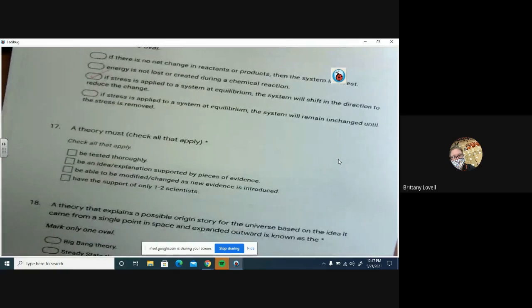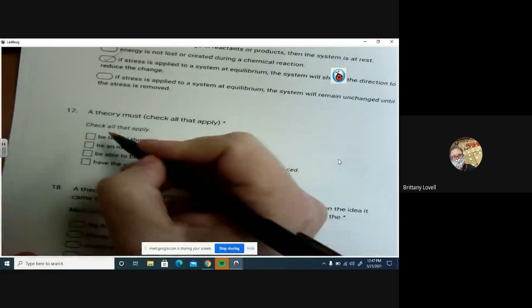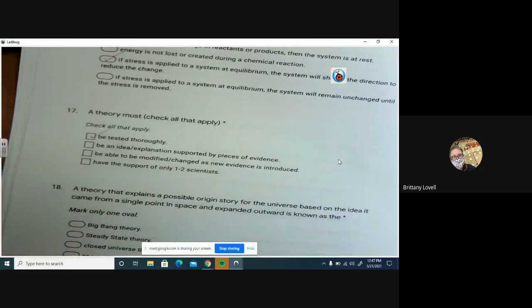Number 17, a theory must do what? Should it be tested thoroughly? Yes, it should. It should have already been tested thoroughly. Should it be an idea or explanation supported by evidence? Yes, it has to be. Should it be able to be modified or changed as new evidence is introduced? Yes, it has to be. Should it have only the support of one or two scientists? No, it should have the support of many people in the scientific community.